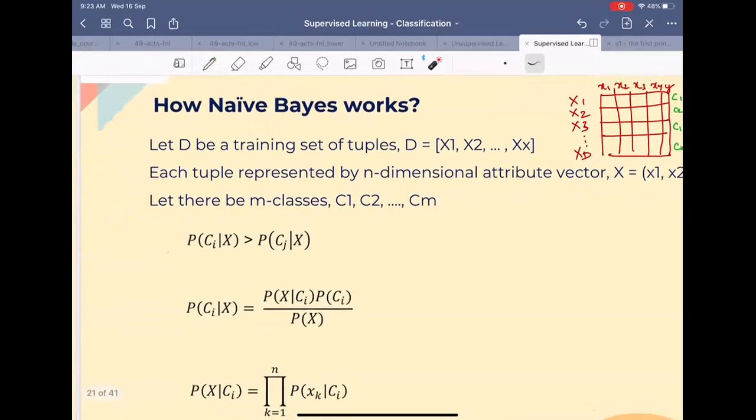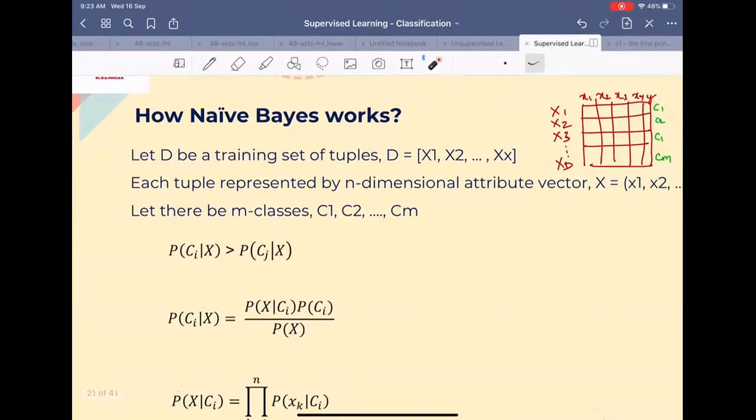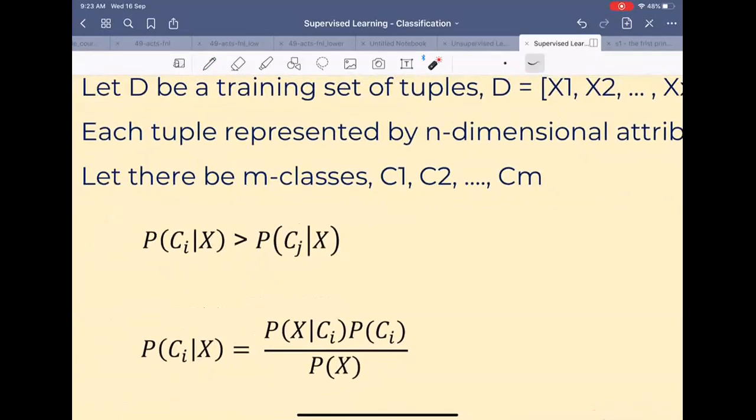Now, naive Bayes says that when I have to evaluate these 2 conditional probabilities, let's say I have just 2 classes, C1 and C2. I have to evaluate what is the probability of C1 given a particular x, and what is the probability of C2 given a particular x. Once I evaluate these probabilities, I can see which one is greater or which one is lesser. And depending upon that, I can predict the answer for this data.